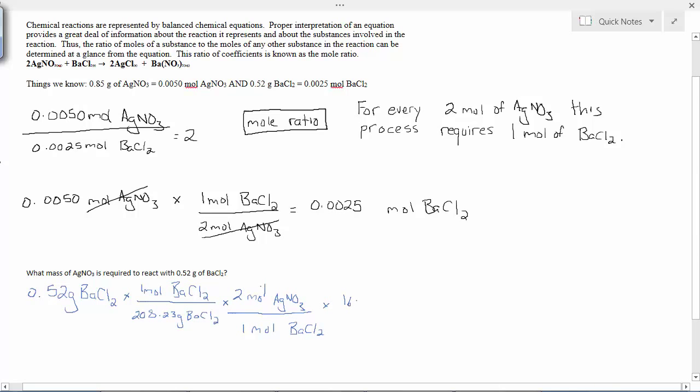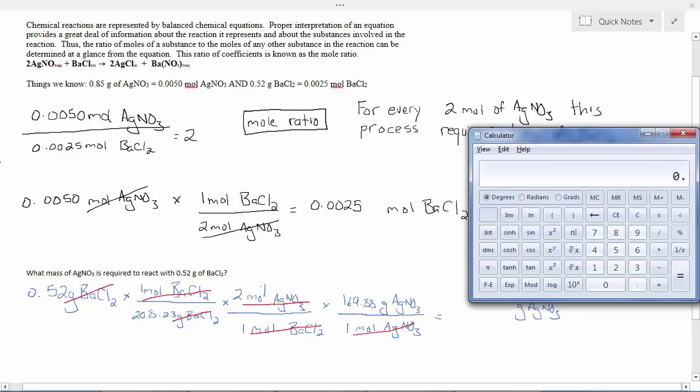Then I'm going to find the mass of silver nitrate, because remember the question asked for mass of silver nitrate. 169.88 grams of silver nitrate for 1 mole of silver nitrate, that's the molar mass of silver nitrate. I'm going to run through and look at my units, because what really should happen is my units should all cancel here. So grams of barium chloride will eliminate grams of barium chloride. Moles of barium chloride will eliminate moles of barium chloride. Moles of silver nitrate is great, but can't appear in the answer, so those are eliminated as well. The only unit remaining is grams of silver nitrate.